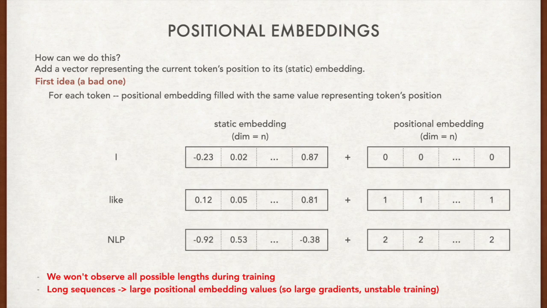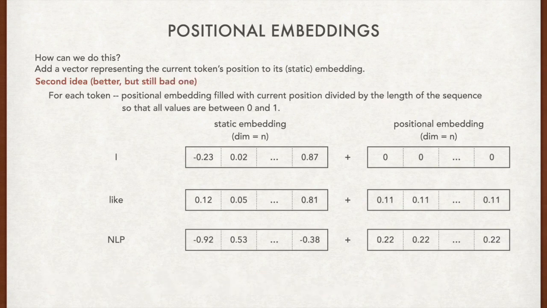Large positional embedding values assigned to the final tokens in long sequences will make the training process unstable, as the gradients will become large. The neural networks prefer vectors with values that are closer to zero. We need to find a better solution that won't produce values that big. A second similar idea might be not to use integers representing positions as the positional embedding values, but to normalize them, dividing each positional embedding value, generated as described on the previous slide, by the length of our sequence. This way, the values won't become bigger than 1, so that we mitigate the problem of unstable training.